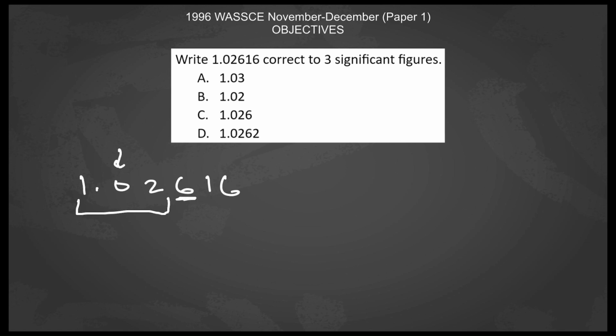This 6 is greater than 5. Therefore, I have to round this 2 here to 3. So I end up with 1.03 as the correct number of significant figures for this particular problem. So it appears that A will be our correct answer.